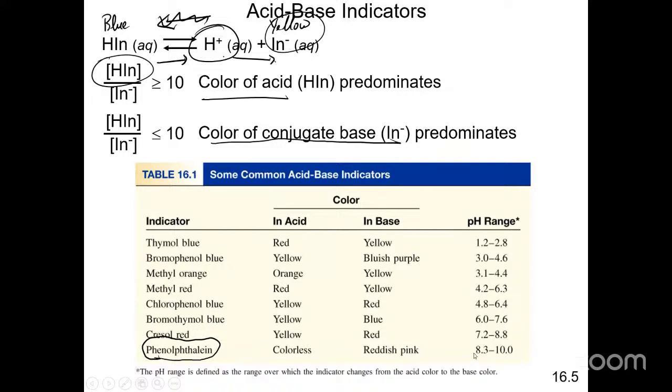And what you'll find is that the changeover from one color to the other will occur from pH 8.3 to pH 10, right? So basically, between these 2 values, you would have a mixture of the 2, but below 8.3, the acid color would predominate, which would be colorless, and the reddish pink color will predominate above pH 10. And you see some other ranges for different indicators, all right? So these are just some common acid-base indicators, and they all behave according to what we just described here.